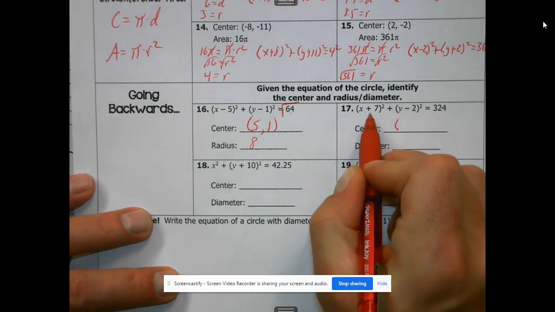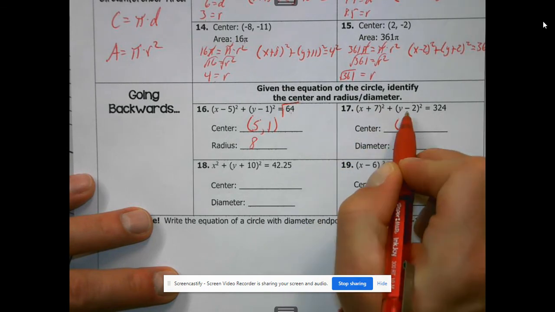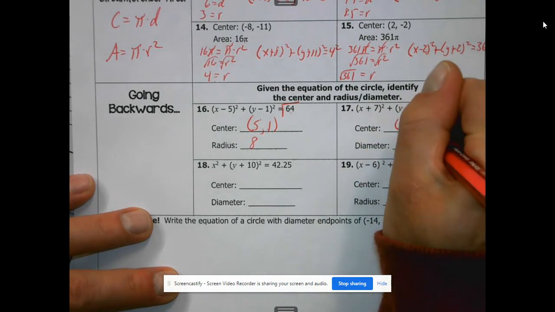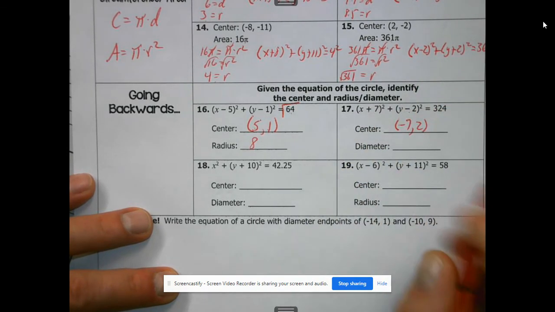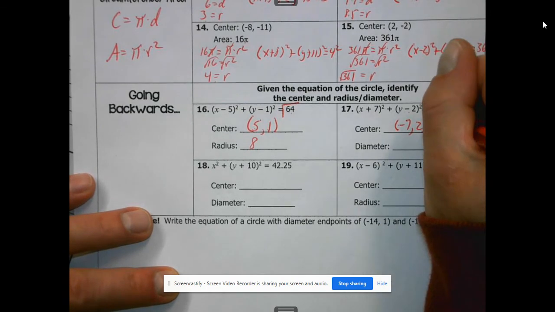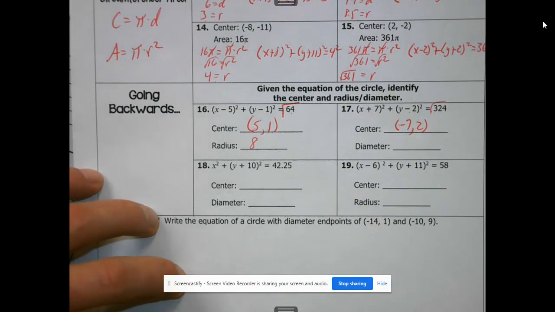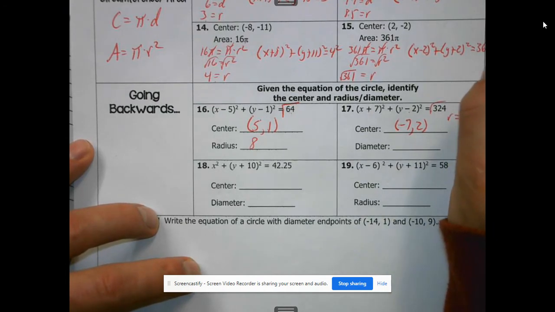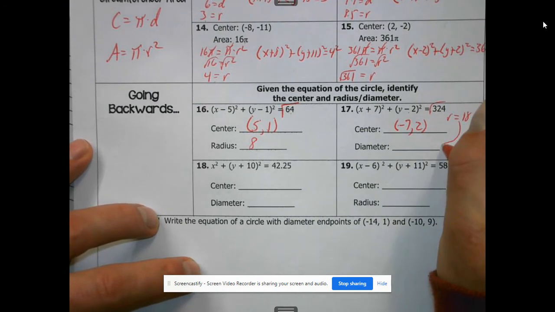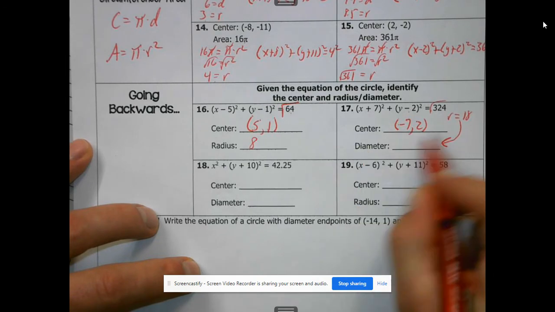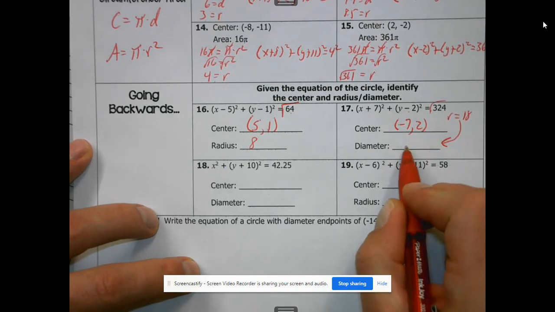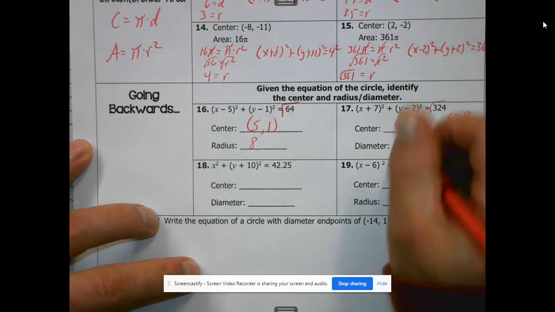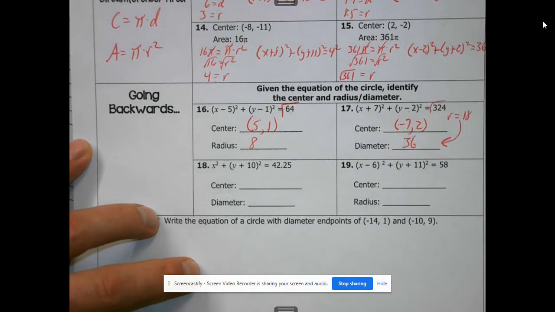17, center would be at -7, +2. Do the opposite. To get the radius, I've got to square root that. Let's see here. Square root 324 comes out to be 18. However, I want the diameter, right? Double radius to get diameter. If I double 18, that gives me 36.